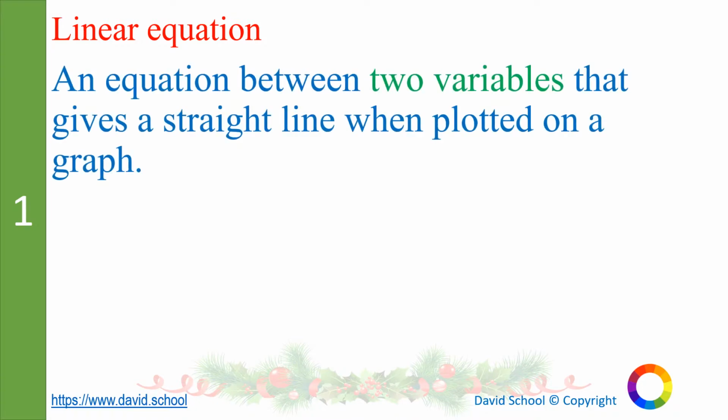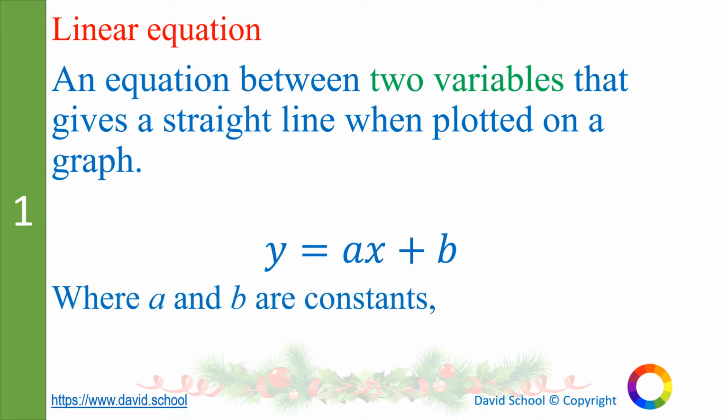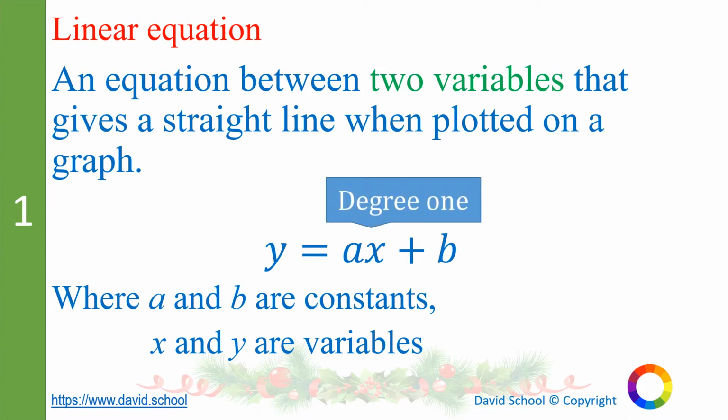A linear equation is an equation in two variables that gives a straight line when plotted on a graph. For example, y equals ax plus b. Here, a and b are constants and x and y are variables. This equation is in two variables and the degree of x is 1. In other words, the degree of this equation is 1. Therefore, this is a linear equation.